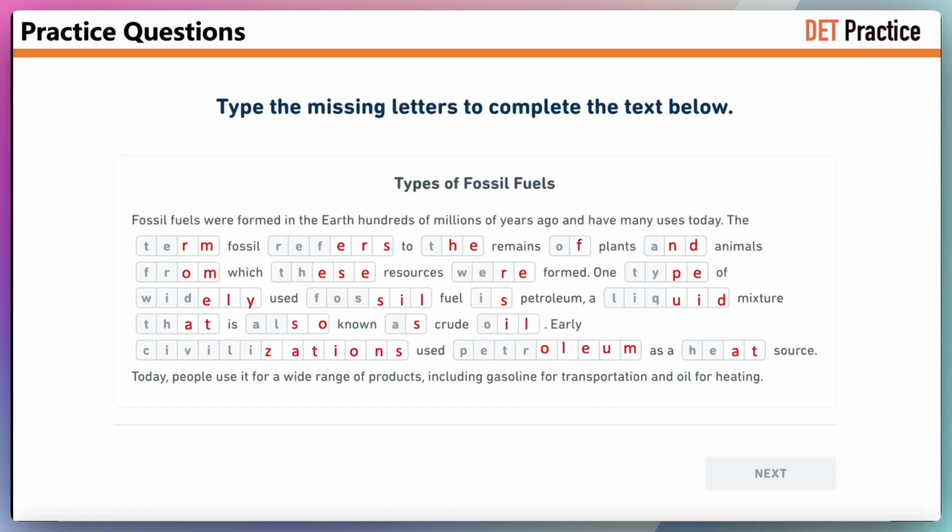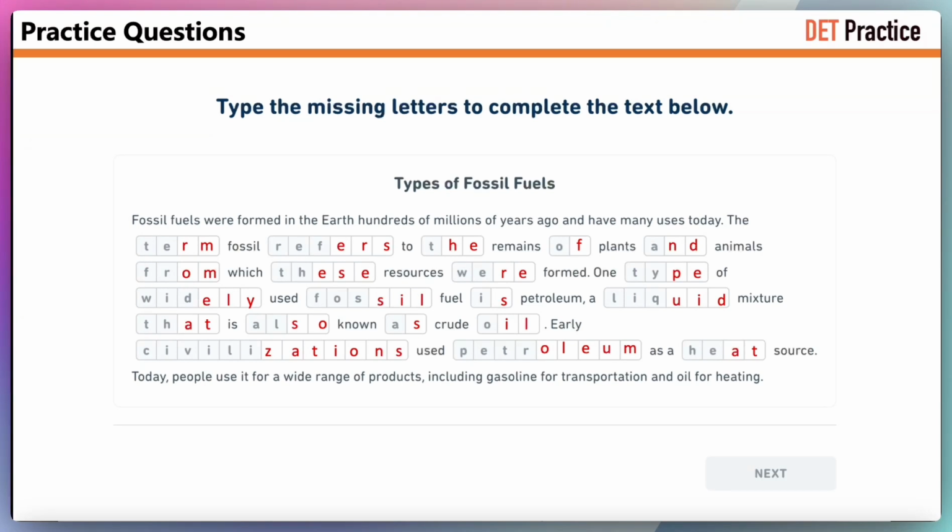Before the noun "resources," we need a pronoun, so "these." Then we have a passive structure, so fill in "were." For "ty," looking at the title, we can fill in "type." Before "used," we need an adverb, so "widely." Before "fuel," it's "fossil," it's in the original text, so we can use it directly. Then we have "is" before "petroleum." Before "mixture," we need "liquid," it's oil, right?